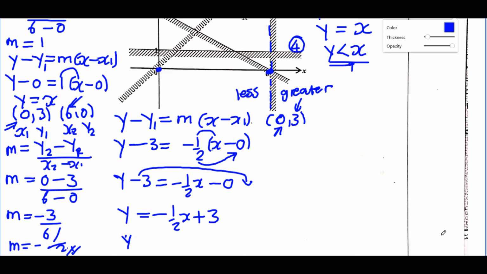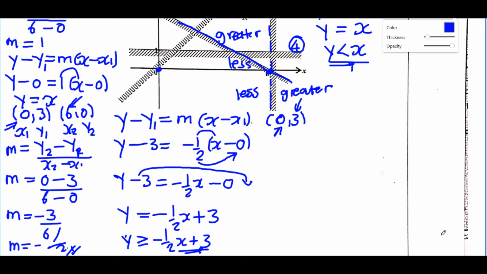So the final answer will be, for this line, the above is greater, and we can see that we went to the greater, then the less is not wanted. So we are going to use greater than or equal to, because the line, as we can see, this line is a solid one. So this is our final answer.